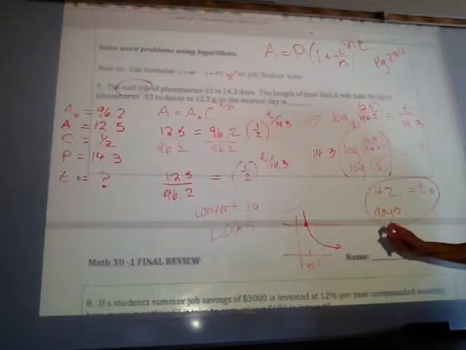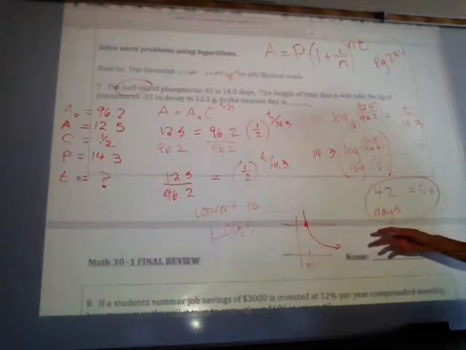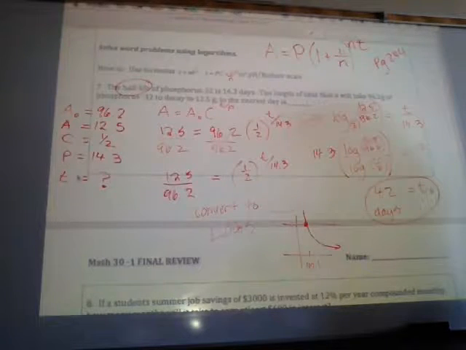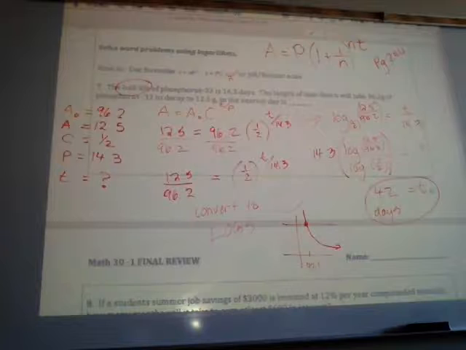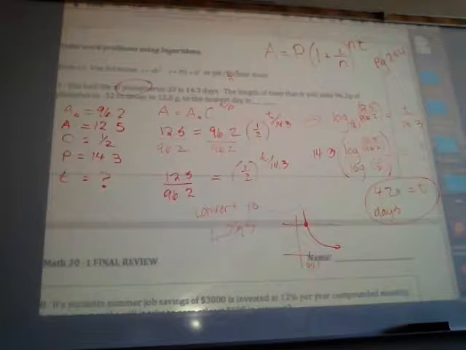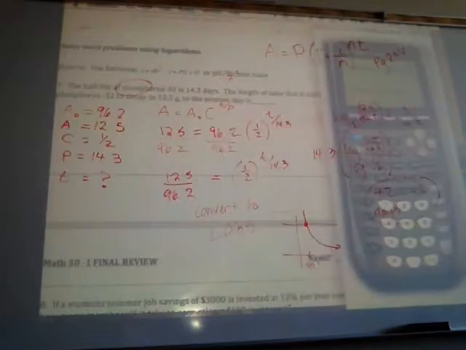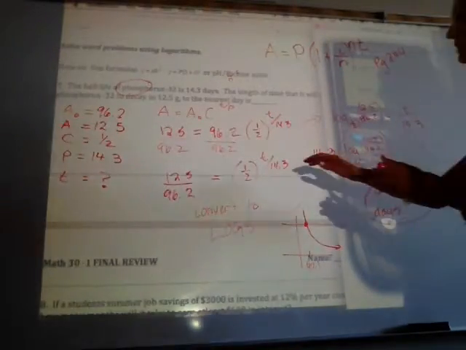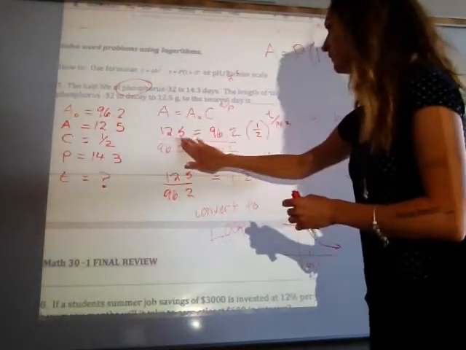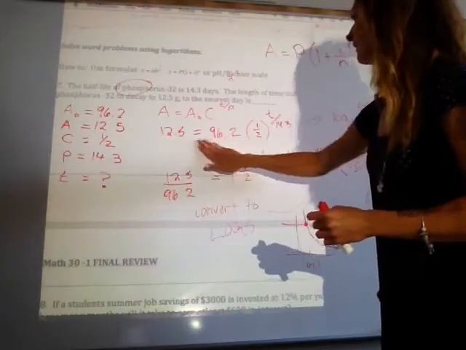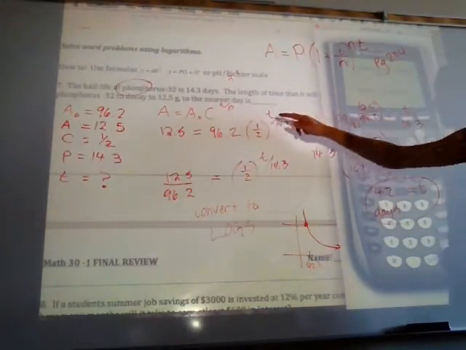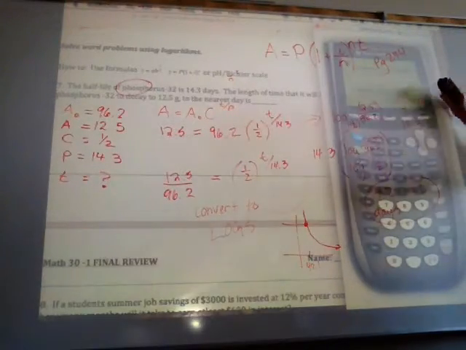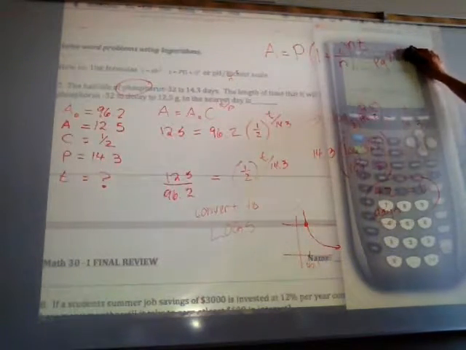Does anyone want me to walk through how to put this in our calculator and use the intersection method? Is that pretty straightforward? Okay. I'm just going to go back to this first step here, where we had 12.5 is equal to 96.2 times 1/2 power of t over 14.3. Can I erase this?